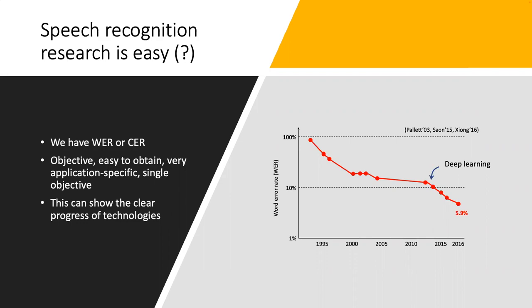I showed this graph several times, but in other areas, it may not be easy to obtain if we don't have good evaluation measures. And speech recognition has that. So this is another reason that speech recognition is the most actively studied of all the speech areas. And in some sense it's easy, because we don't care so much about the evaluation metric, we're just using word error rate.